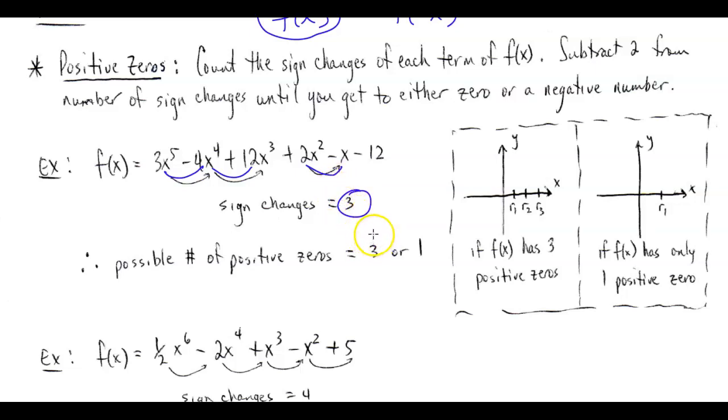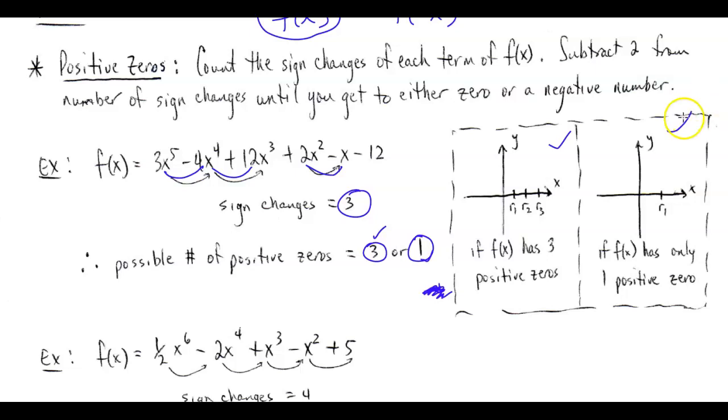So we start with 3, subtract 2, and get 1. If we subtracted 2 again, we would get negative 1, but we can't count a negative number of zeros, so that doesn't make sense. So based upon these sign changes, we will have either 3 positive zeros or 1 positive zero. That's what these two graphs are trying to convey.